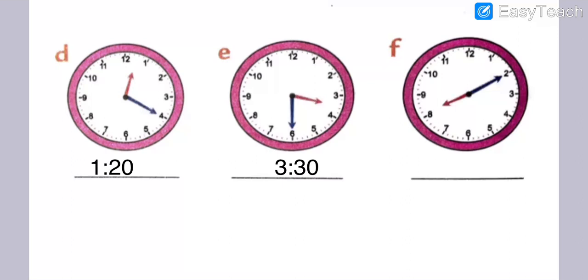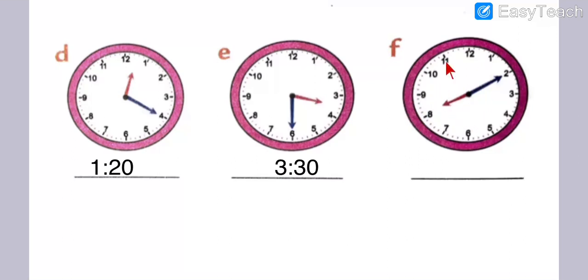Now the last question, question number F. Here we will check the F clock. Got my point, my dear students? Now let's check the hour hand and minute hand. Where is the hour hand? It is on 5. Sorry, 8, not 5. So in the F clock, the hour hand is on 8, not on 5.